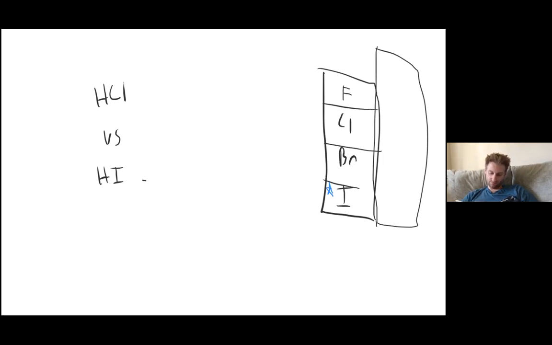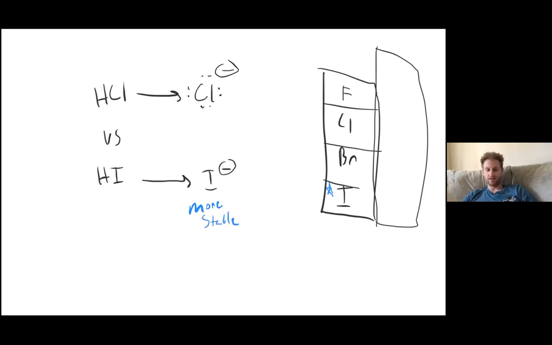So iodine can go to I minus. So can HCl. You can lose that proton in either case here. And the reason why iodine is even more stable is really kind of just like a fraction rule.